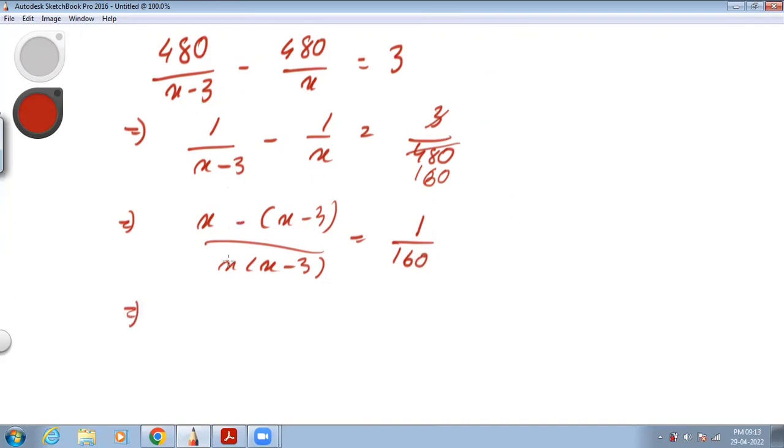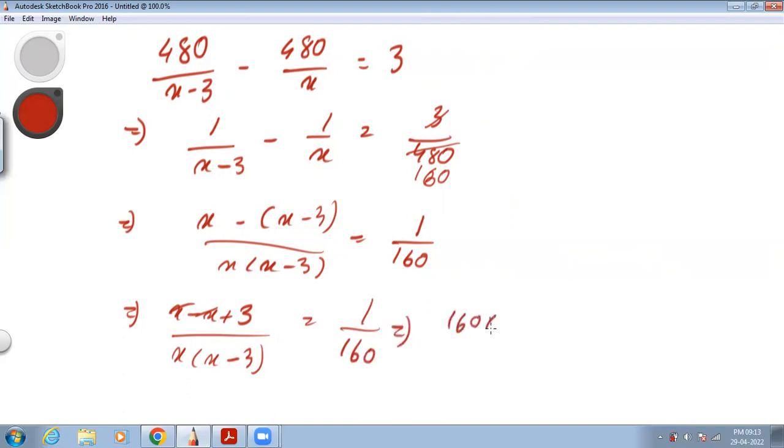So here what do you get? You get 3 again, right? Because x minus x plus 3, x gets cancelled. And below you get x into x minus 3 is equal to 1 by 160. Now this implies 160 into 3. Now this gets cross multiplied. 160 into 3 becomes x into x minus 3.